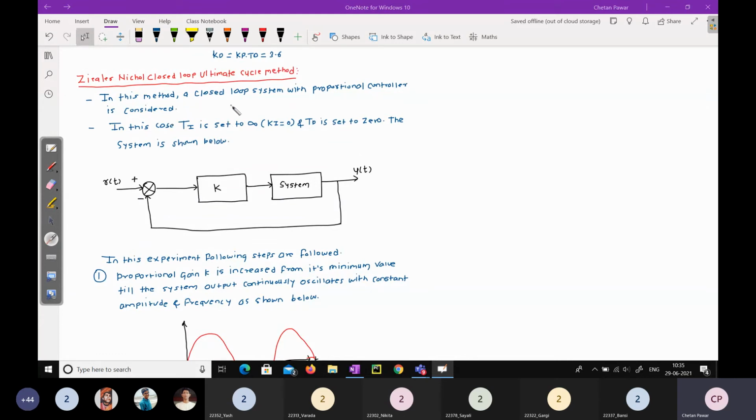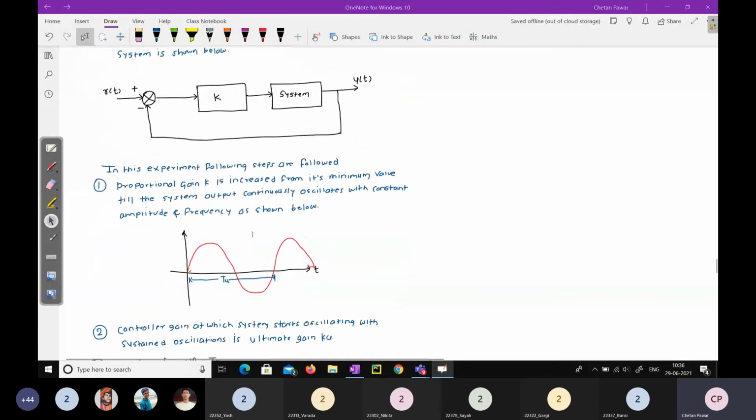For the closed loop, there is another method, the Ziegler-Nichols closed loop ultimate cycle method. In this method, a closed loop system with the proportional controller is considered. Ti is set to infinity, so Ki is 0, meaning integral and derivative controllers are not there. A gain K is added into the system, and in the experiment they vary the value of K in such a way that the system will oscillate at its natural frequency.